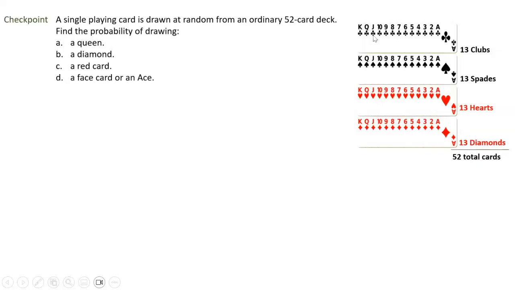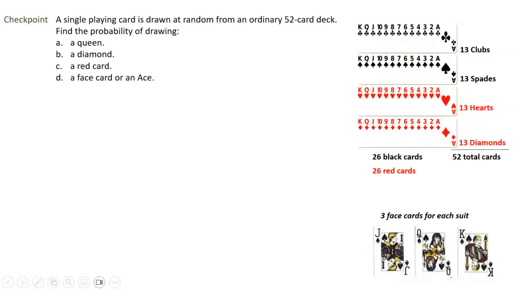If you notice, there are 26 black cards and 26 red cards. Also, there are 3 face cards per suit. For example, what are face cards? The face cards are the cards that have a face on them. Here is an example of face cards. These are called the jack, the queen, and the king.